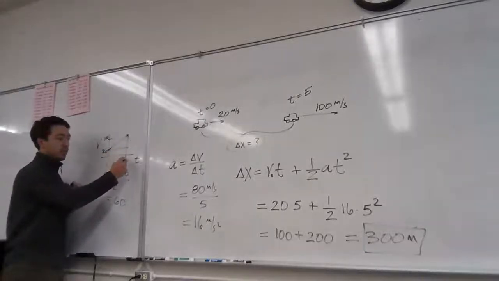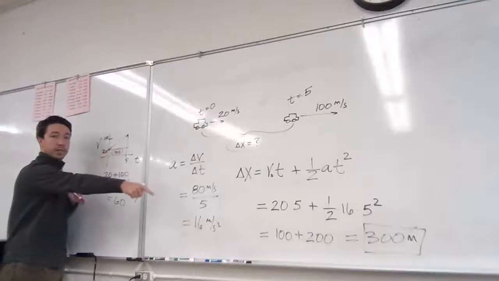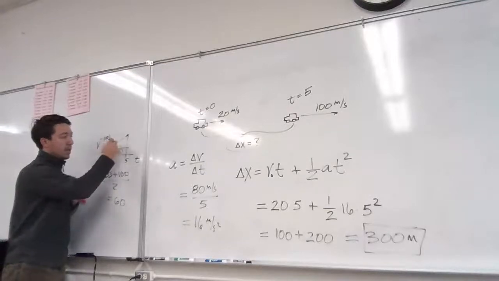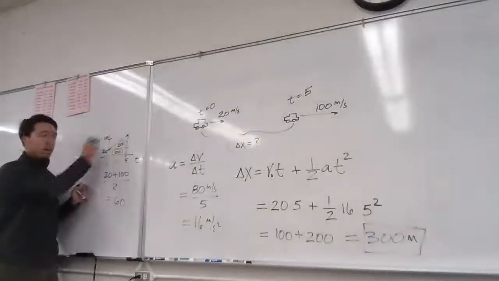Hey, guess what this area is right here? 100. There's the 100 in the formula. This area here is 200. There's the 200 in the formula. Okay, we could have done it that way.